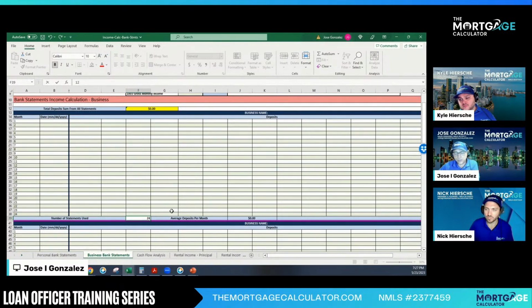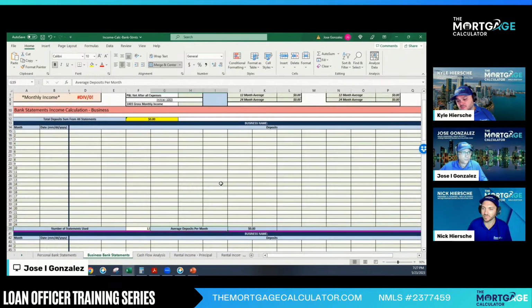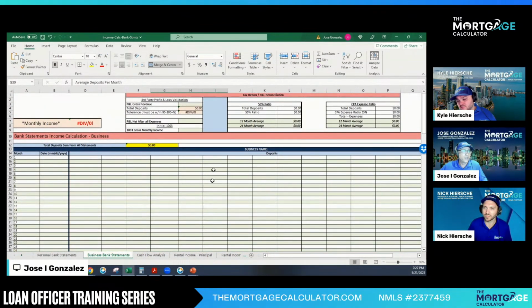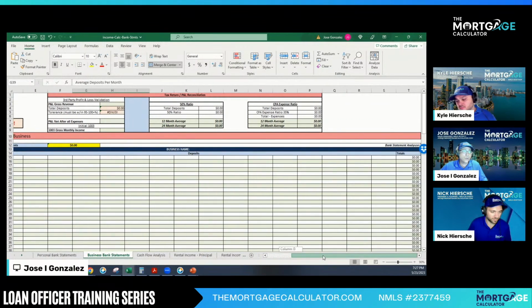And then I would just do a 12-month average. And then up here, this would be the 12-month average with the default 50% expense ratio, or else we would have the CPA expense ratio. If I had a CPA letter, then I would put whatever it says. This is set default at 35%.